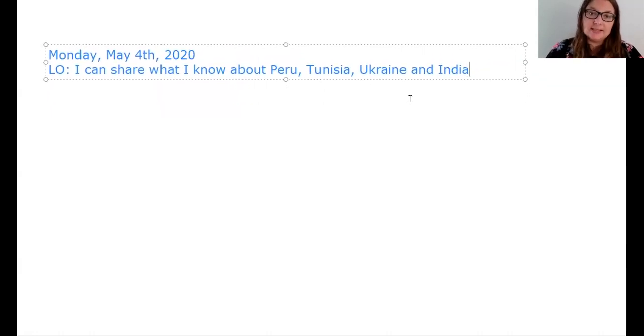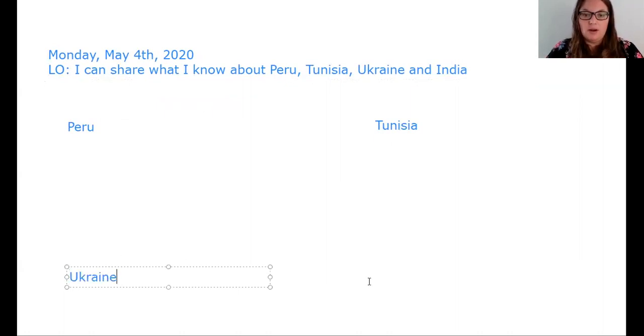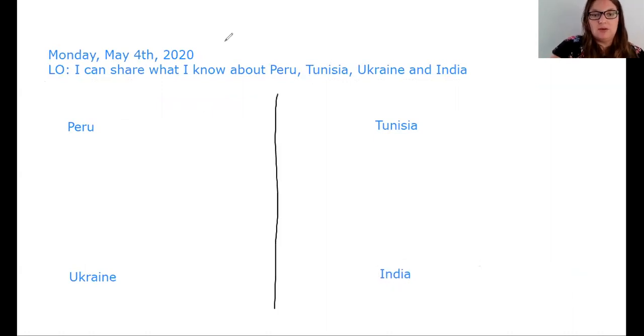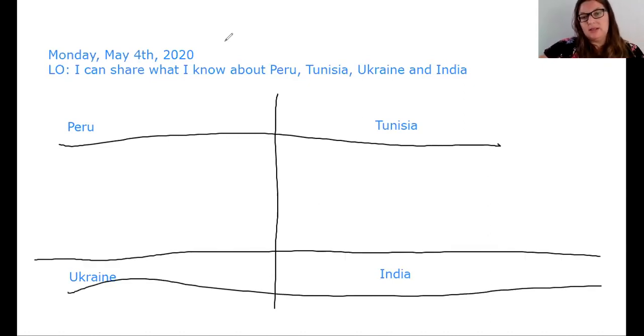So the next step is that you are going to have 4 boxes. The first one is about Peru. Then you're going to have one about Tunisia, okay? Then you're going to have one for Ukraine and one for India. Hopefully you can see where this is going, okay? So on your page, you're just going to draw it out. So I have my boxes here, okay? So I'm just gonna make it look like this because it's a little bit easier that way.